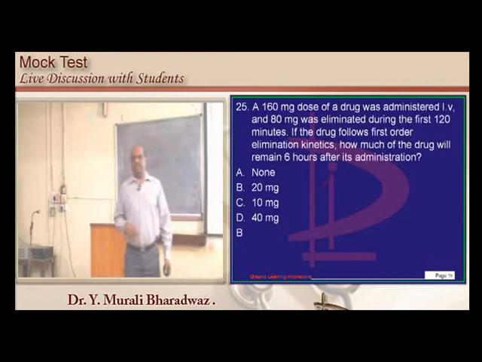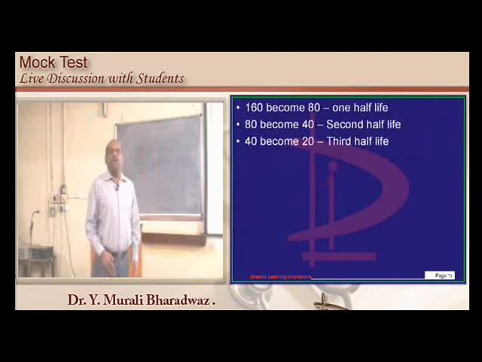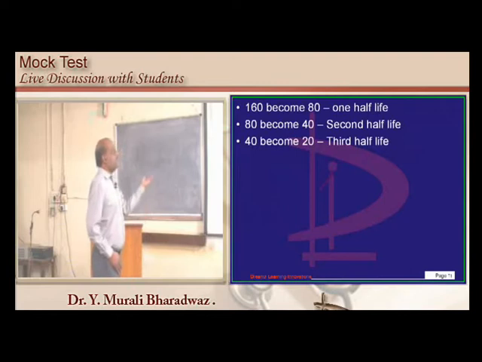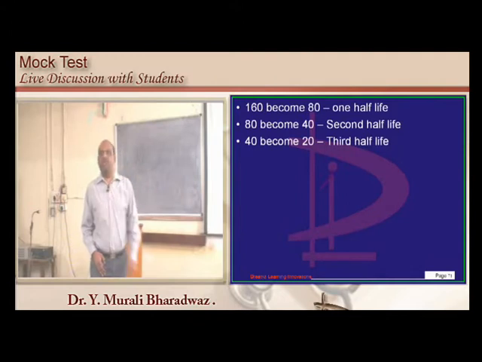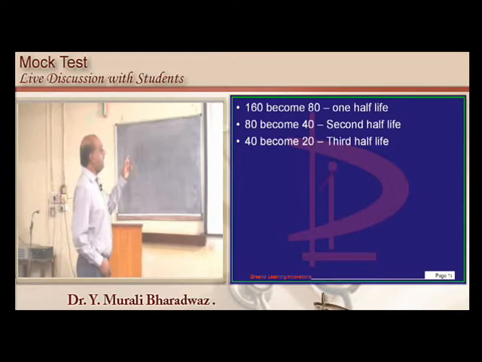This is one of the easiest questions. 160 mg became 80 mg in 120 minutes, what is the half-life? 120 minutes, which is 2 hours. It is following first order kinetics and 6 hours passed. How many half-lives have passed? 2 hours per half-life. So 160 becomes 80 in the first half-life, 80 becomes 40, 40 becomes 20 by the end of the third half-life.